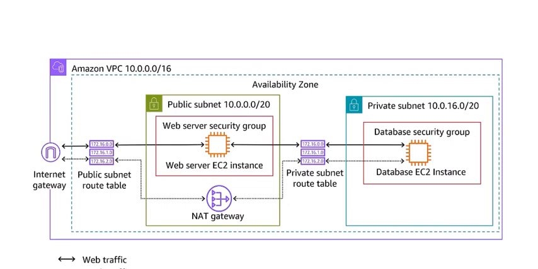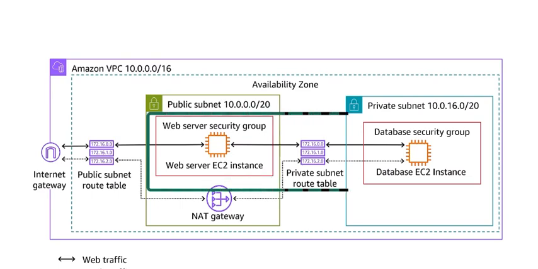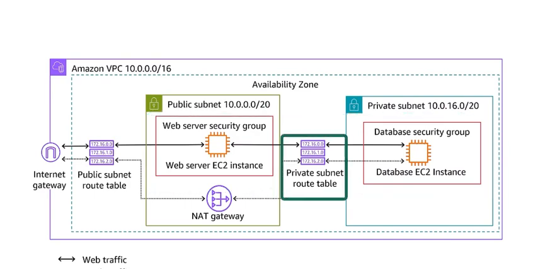In the network design, as we can see here, we are going to allocate web traffic from an internet gateway flowing through a public subnet route table to our web server EC2 instance in the public subnet. You can see the web server EC2 instance can communicate to the database EC2 instance through a private subnet route table.